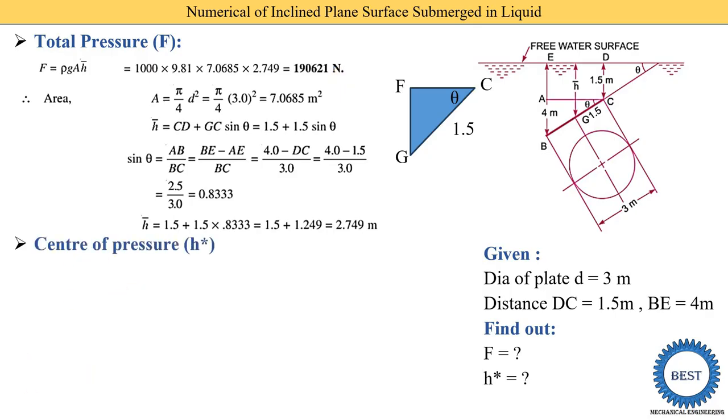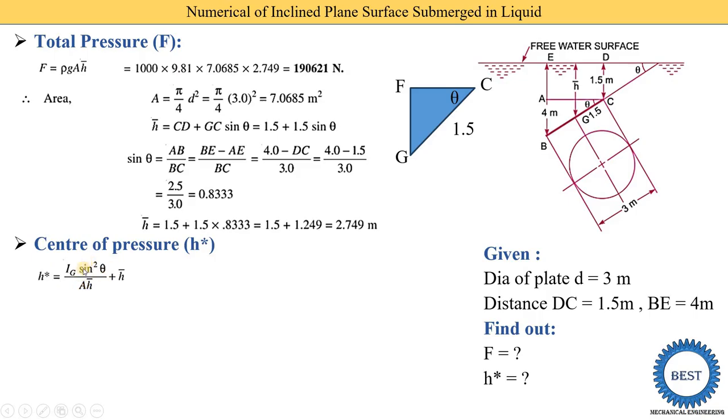Next we need to find the center of pressure, h star. In the last video we already found the equation of h star. If you don't know how this equation of center of pressure comes, then I request you to watch my last video, that is the derivation for an inclined plane surface submerged in a liquid. The link is provided in the description as well as in a card. So the equation of the center of pressure is equal to Ig into sine square theta divided by A into h bar, plus h bar.